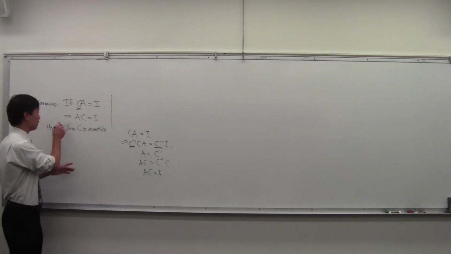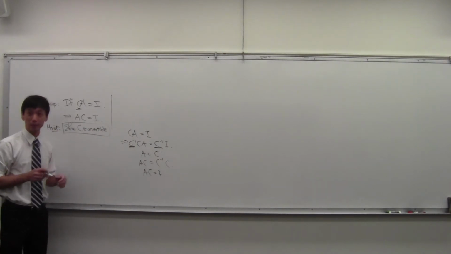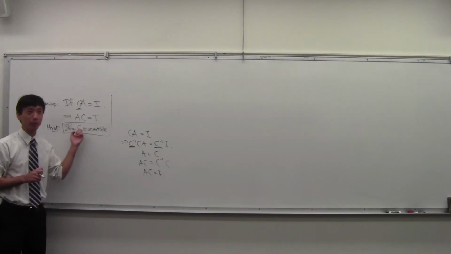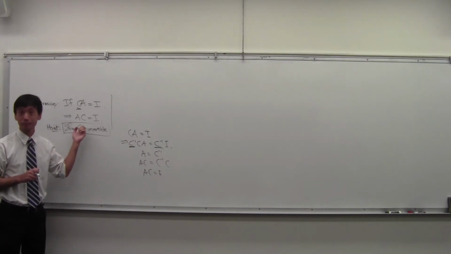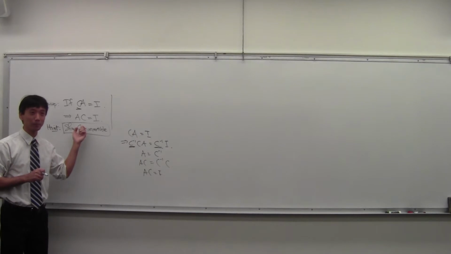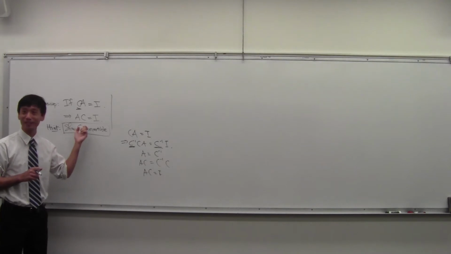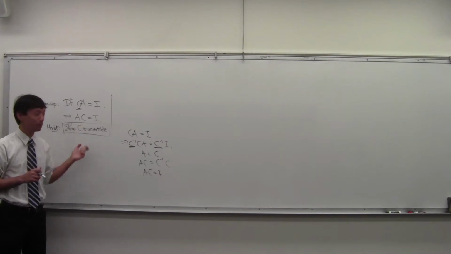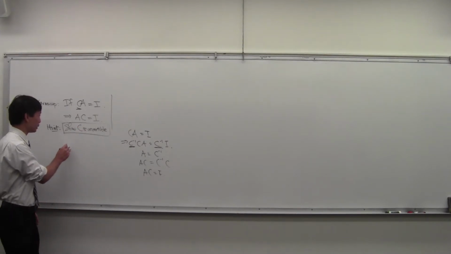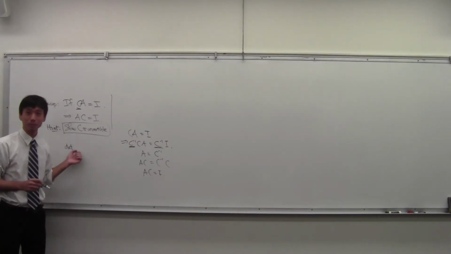Okay, so can anyone show that C is invertible? That's what we need to do. Anybody have an idea? Okay, the hint is, look at the determinant. Use the determinant. What do you know about the determinant and invertibility?